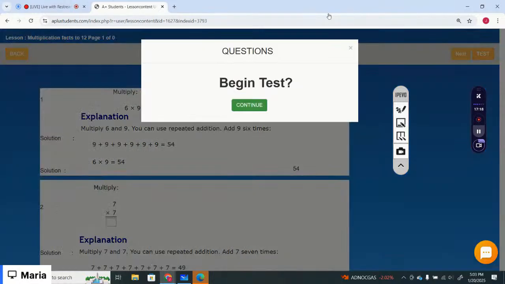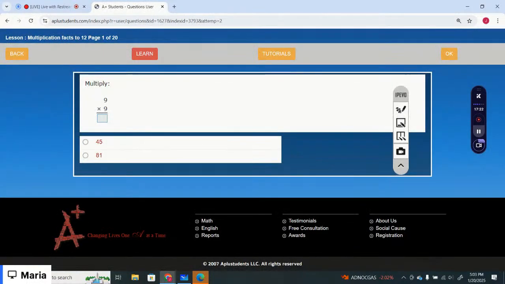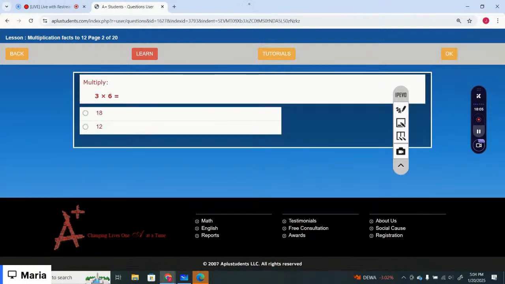Let's just start with the test questions because for the smaller numbers it's okay you can add, but for the greater number you cannot. 9 times 9, so which is the correct option? 9 times 9 is 81. Option number 2 is the correct option.